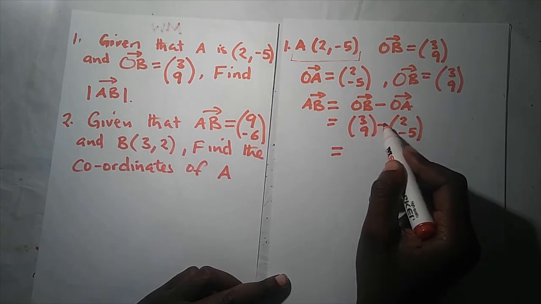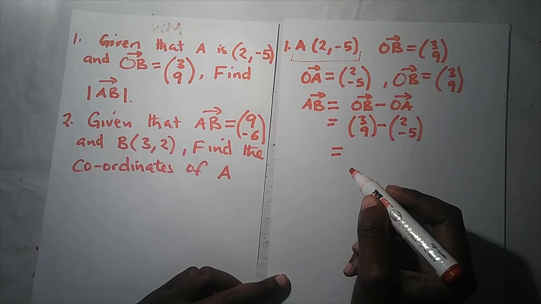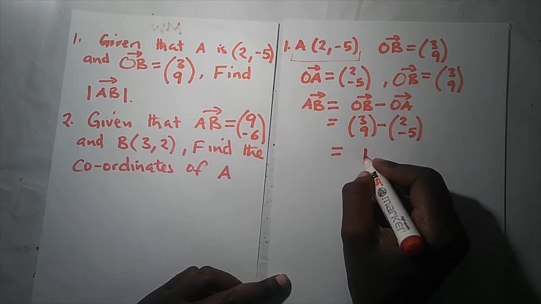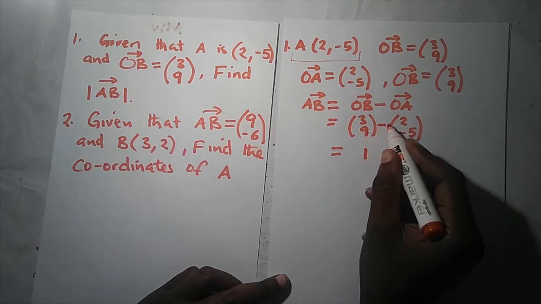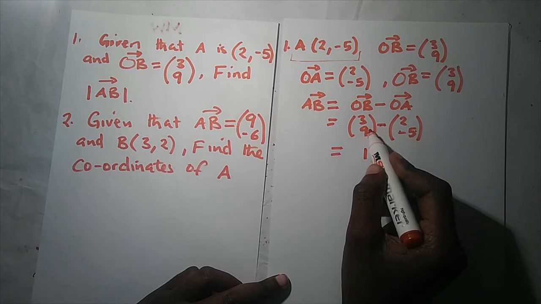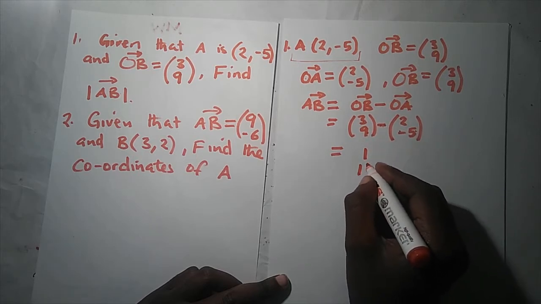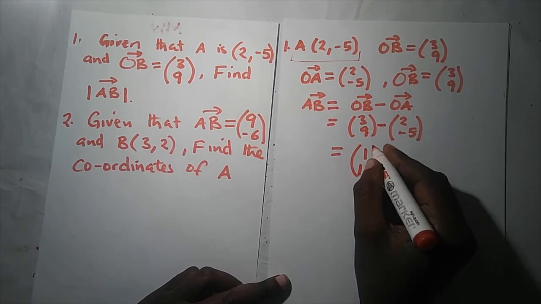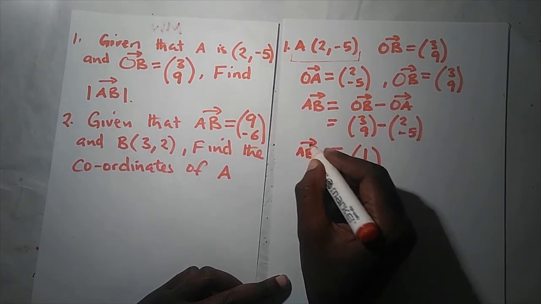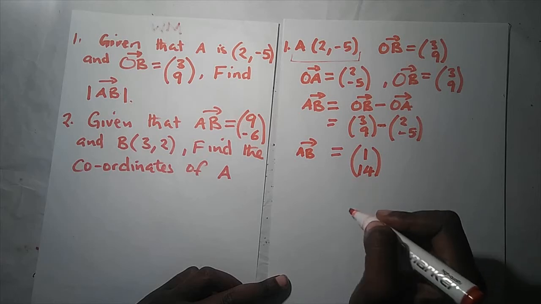So 3 minus 2 is what we are going to do here, which will give us 1. And then 9 minus -5. So you notice that these two negatives will give us a plus. So it's 9 plus 5, which will give us 14. Okay? So now, after we have reached this stage, we need to find the magnitude.